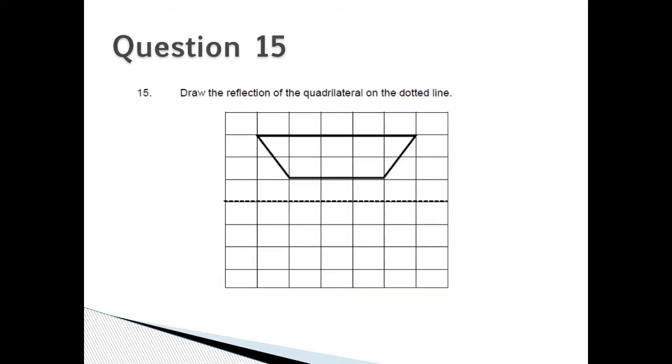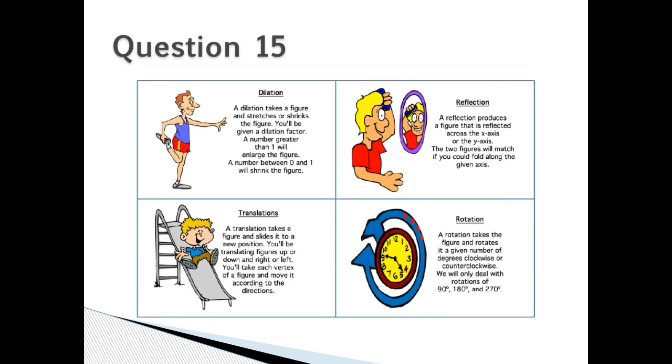Draw the reflection of the quadrilateral on the dotted line. Dilation takes a figure and stretches or shrinks the figure. You will be given a dilation factor. A number greater than 1 will enlarge the figure. A number between 0 and 1 will shrink the figure. Reflection. A reflection produces a figure that is reflected across the x-axis or the y-axis.